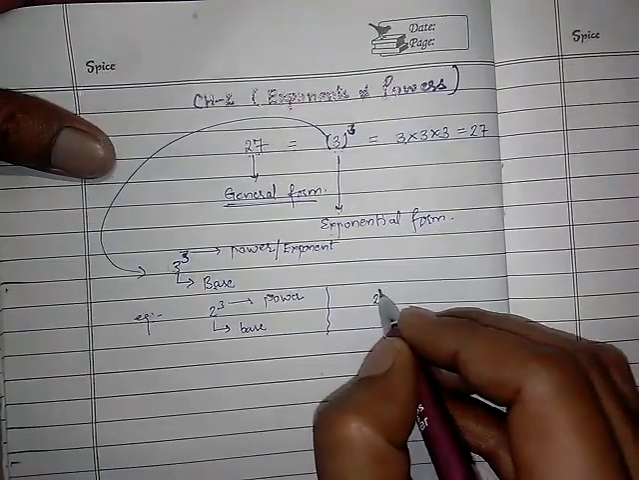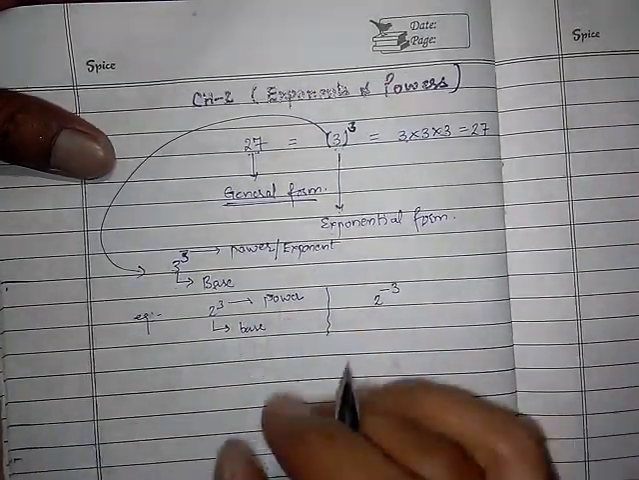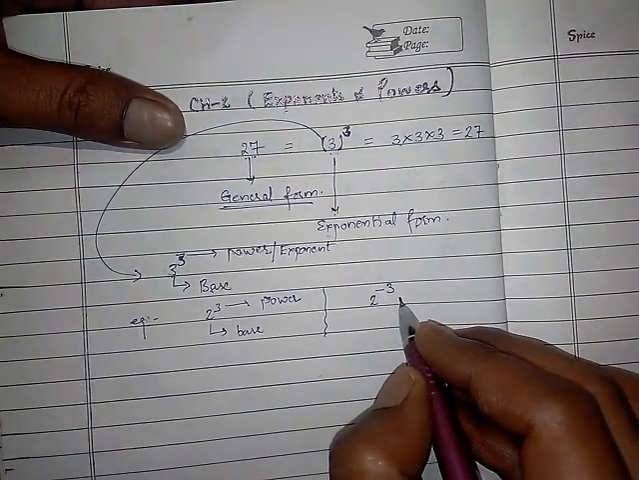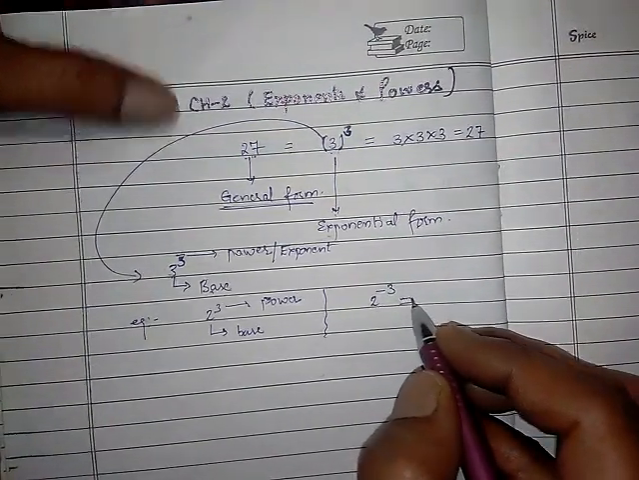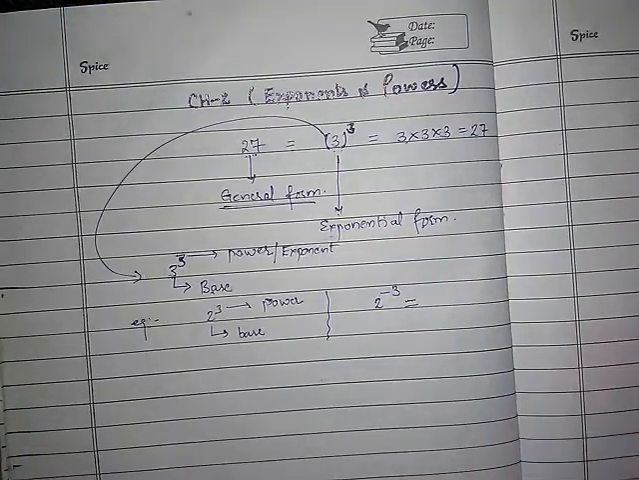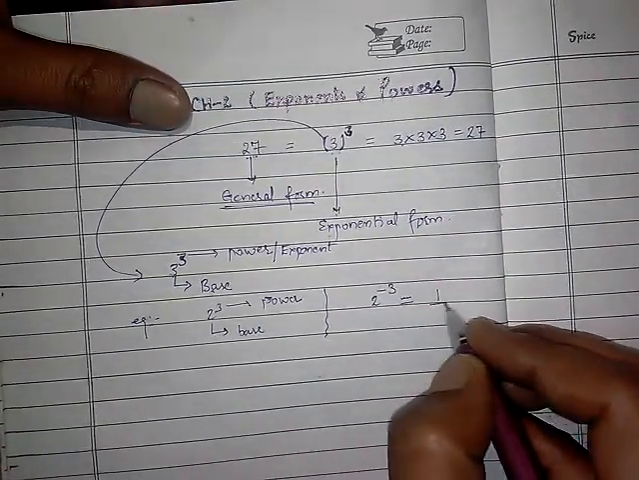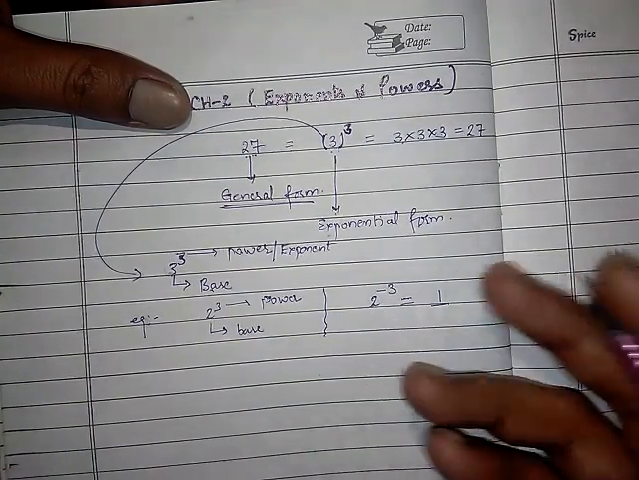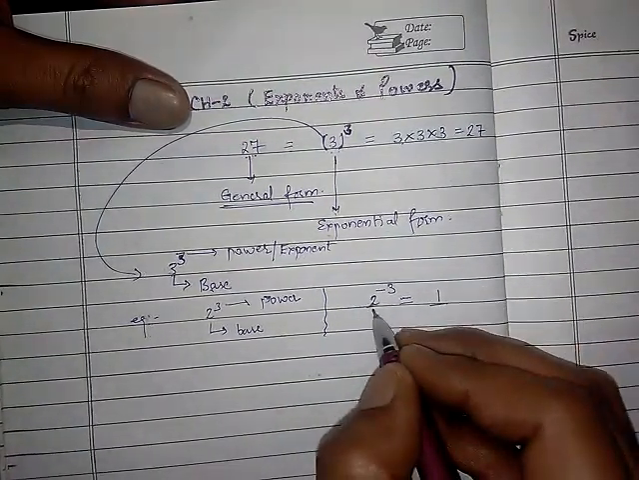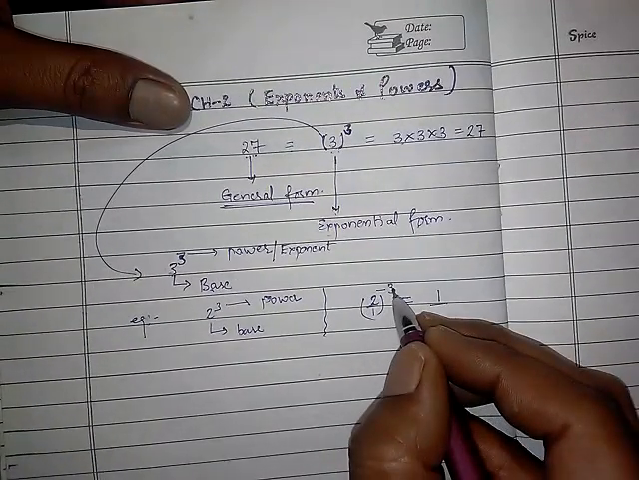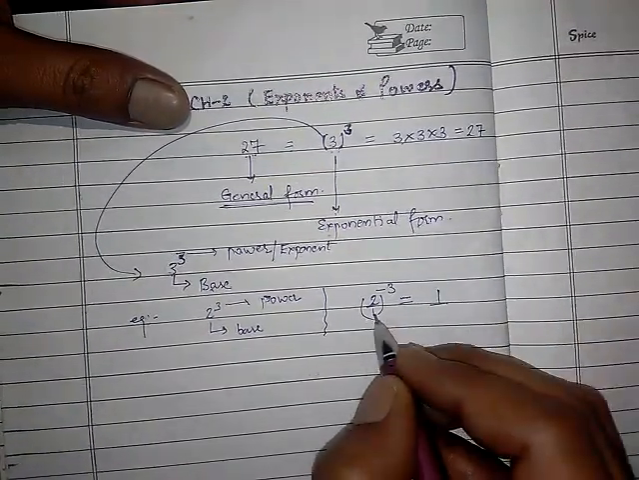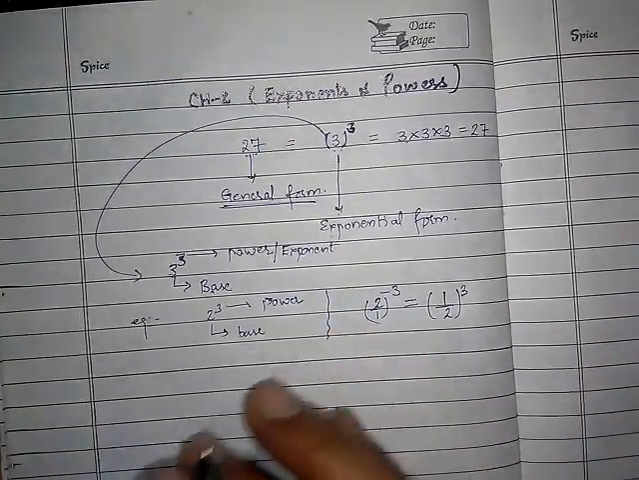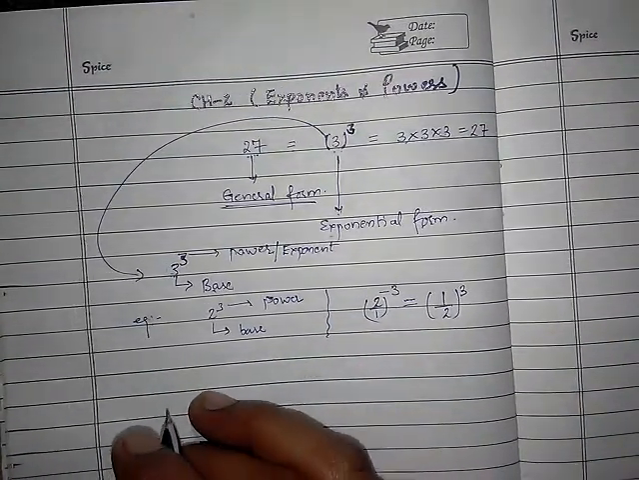Let us discuss one more example. Suppose you have 2 raised to the power minus 3. Sometimes you get negative powers also. So what is your work? First of all, we will make the negative power a positive power. The rule behind it is that you take the reciprocal of the base. What is the base here? 2. 2 means 2 upon 1. So you can assume 2 upon 1 whole raised to the power minus 3. So it will be 1 upon 2 whole raised to the power 3. Like this, you can make the power positive.